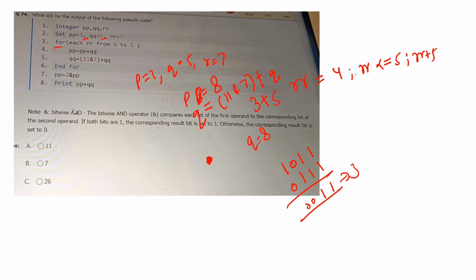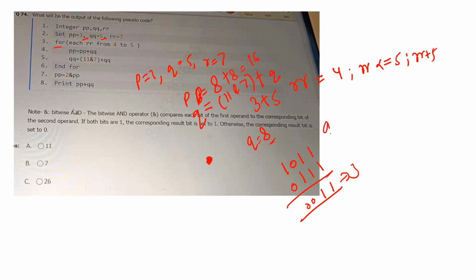Again the loop will run, and this time R will be 5. 5 less than or equal to 5, the condition is still true. We are doing P equal to P plus Q. What is the previous value? P is 8, and Q value is also 8. 8 plus 8 we got 16. So P is 16.